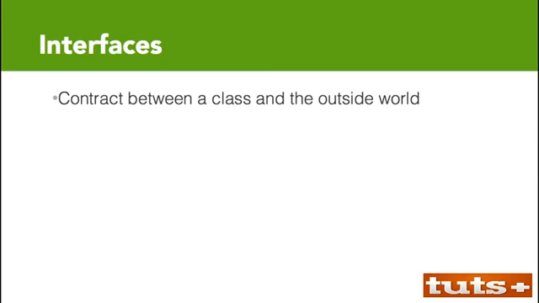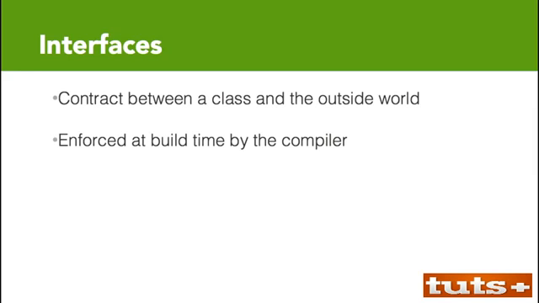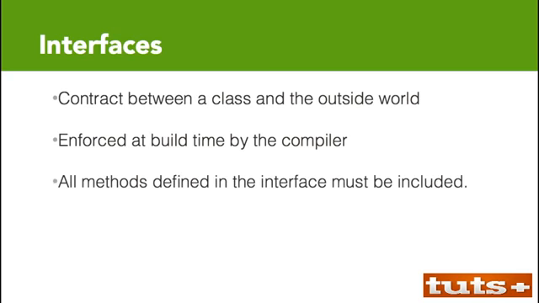As I stated earlier, interfaces form a contract between the class and the outside world. And this contract is enforced at build time by the compiler when you add the implements keyword. If your class claims to implement an interface, all methods defined by that interface must appear in its source code before the class will successfully compile. The interface body can contain abstract methods, default methods, and static methods. An abstract method within an interface only contains the method header followed by the semicolon.